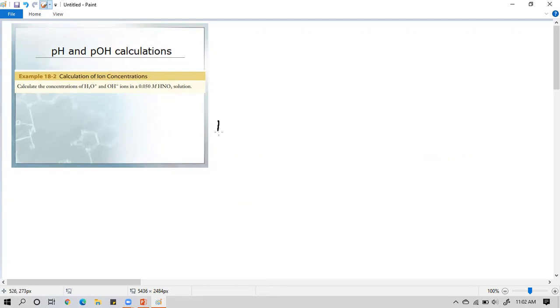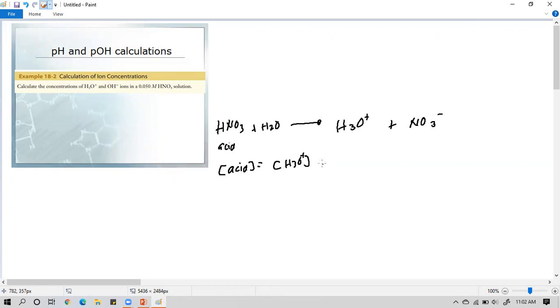Okay. Nitric acid solution. We all know this is a strong acid. When dissolved in water, it will yield a hydronium ion plus nitrate ion. Didn't we say earlier that for a strong acid, whatever the concentration of the acid is, that is also the concentration of our hydronium ion? And what is the concentration of our nitric acid? That is 0.05 molar. So that's already our answer here.